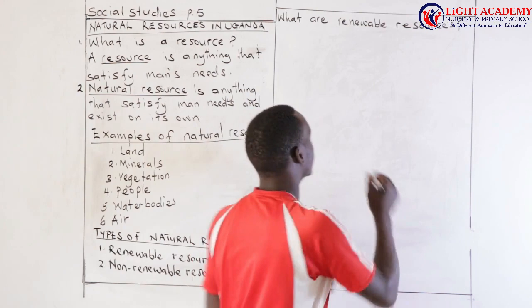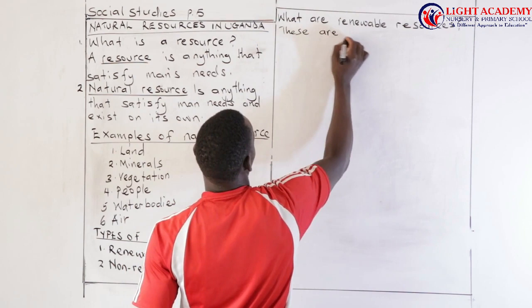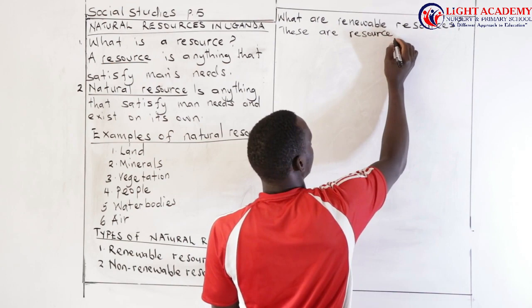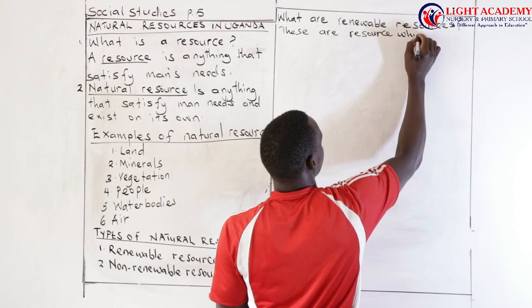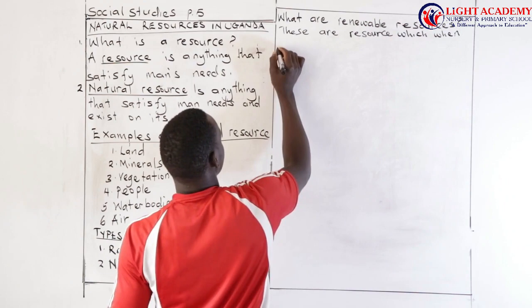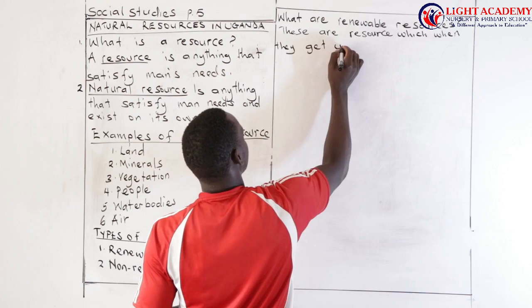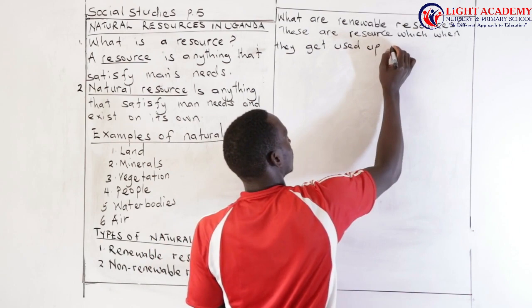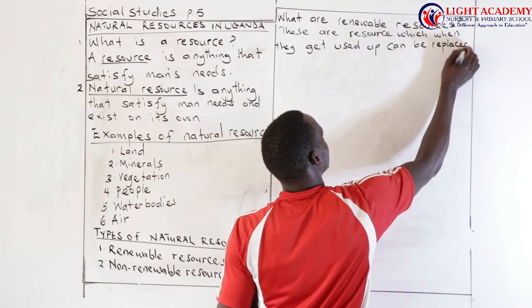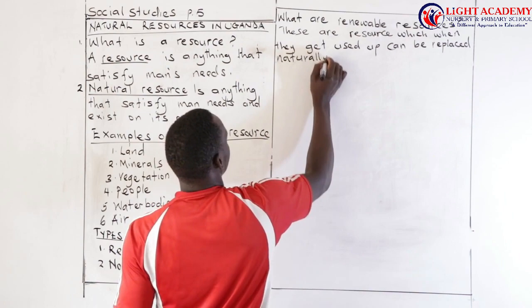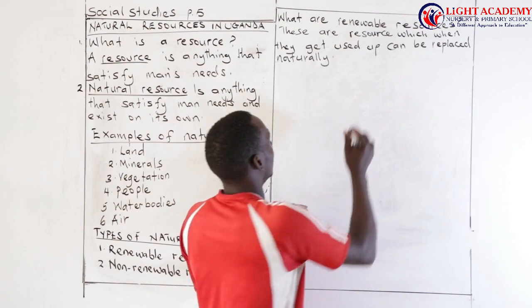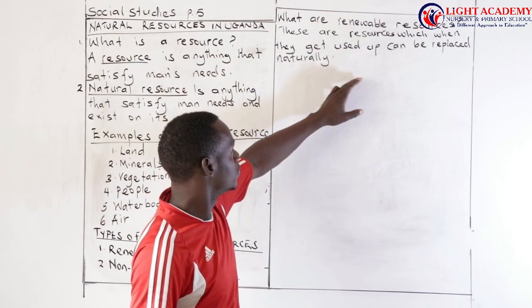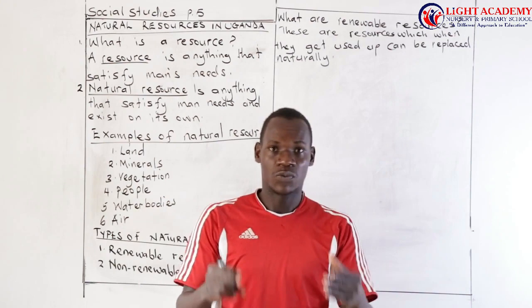These are resources which, when they get used up, can be replaced naturally. Or these are resources which satisfy man's needs, and they can be replaced naturally after use.